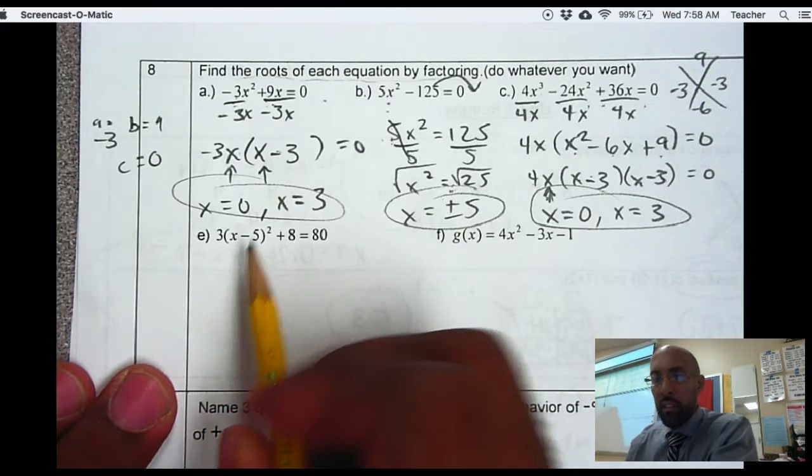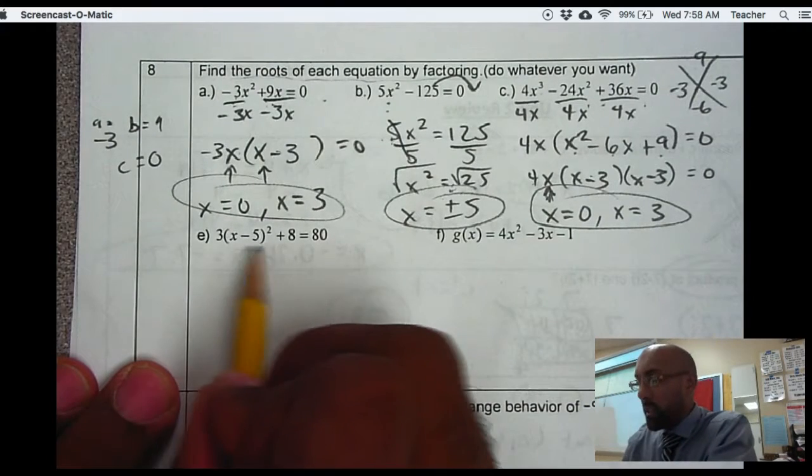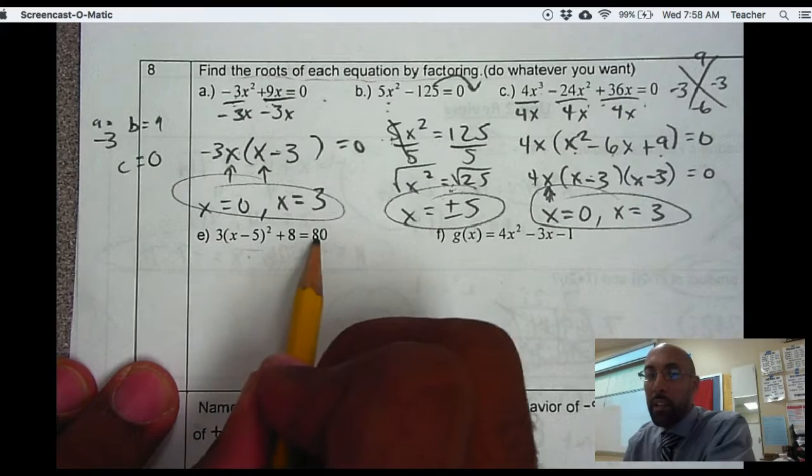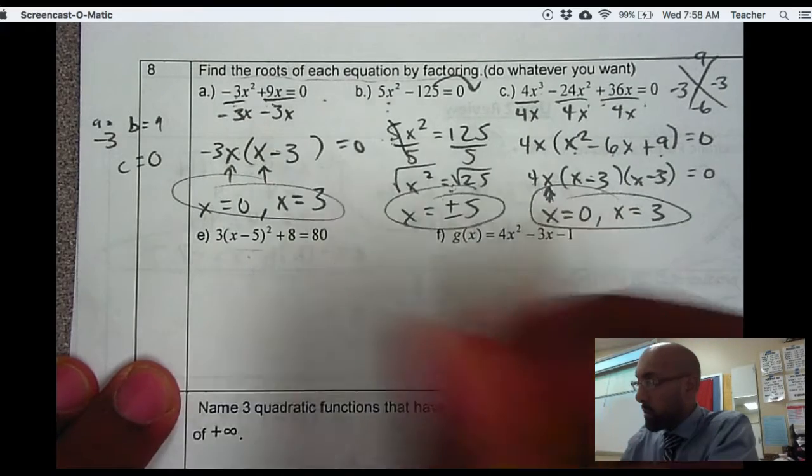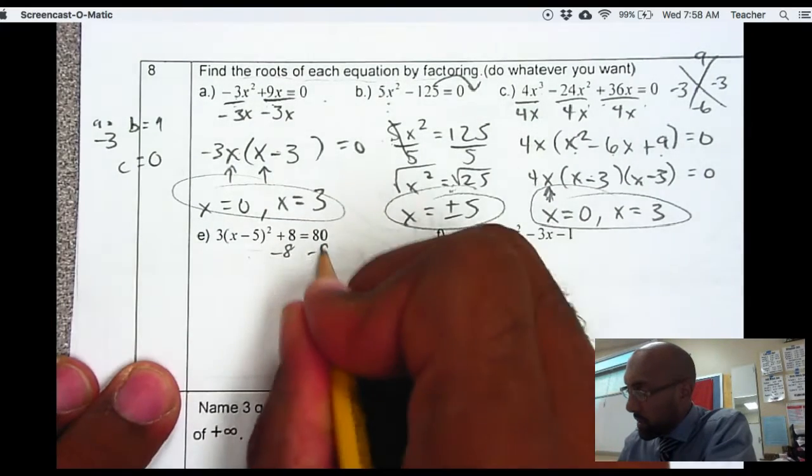All right, so now this one. When I start seeing parentheses like this, I'm thinking let's use the square root method. So first, let's get rid of this 8, minus 8 on both sides.